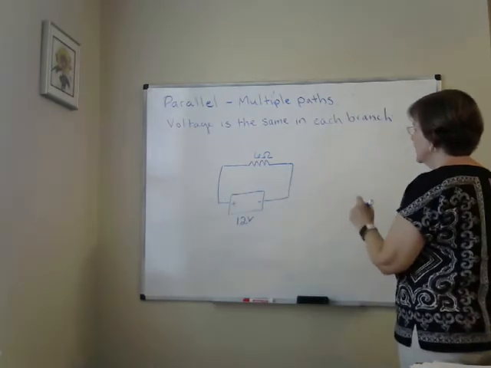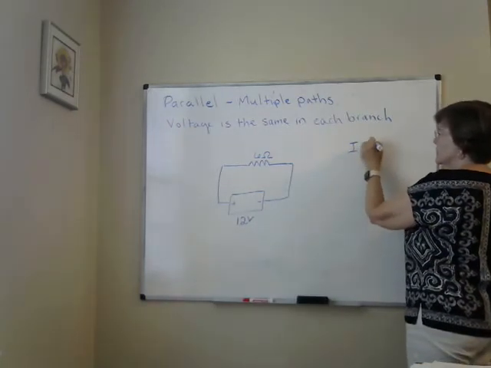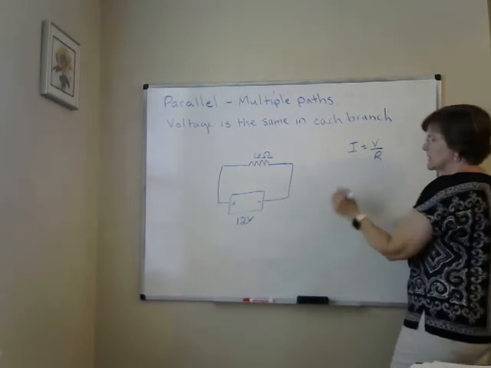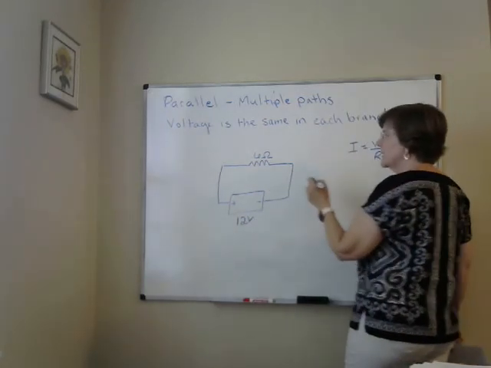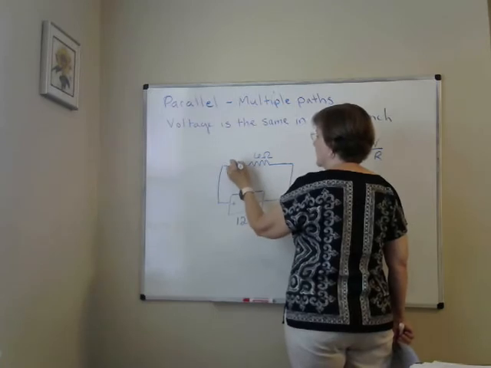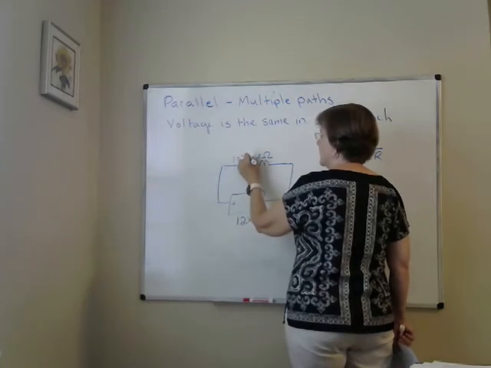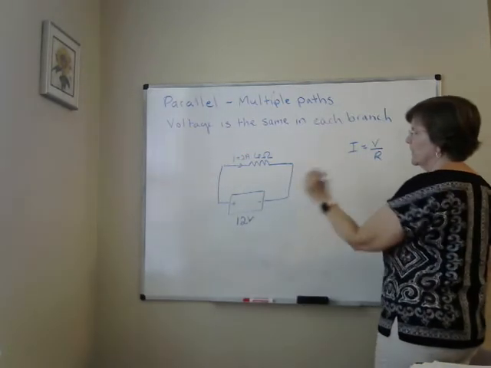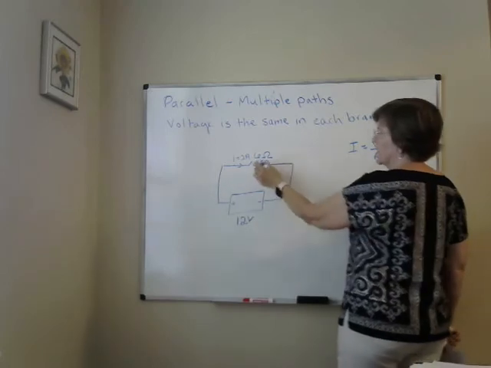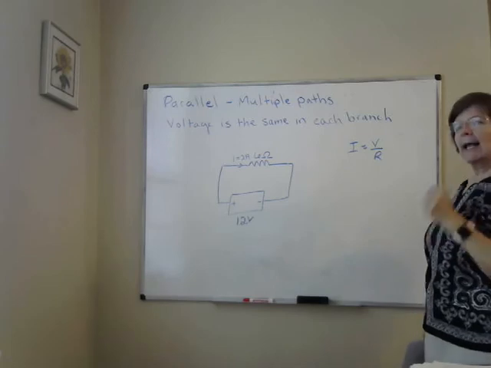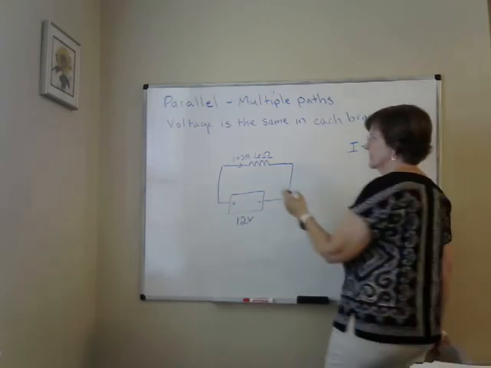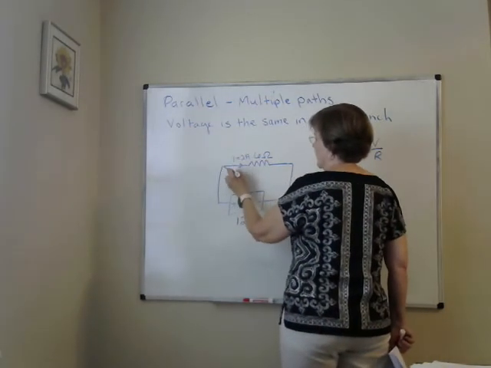Well, if you can remember, current is voltage divided by resistance. So if this is 12 volts and this is 6 ohms, then I know that I have a 2 amp current flowing. 12 divided by 6 is 2, or 2 times 6 is 12. I have a 2 amp current flowing through that branch. Let's add another branch. Put it right here.